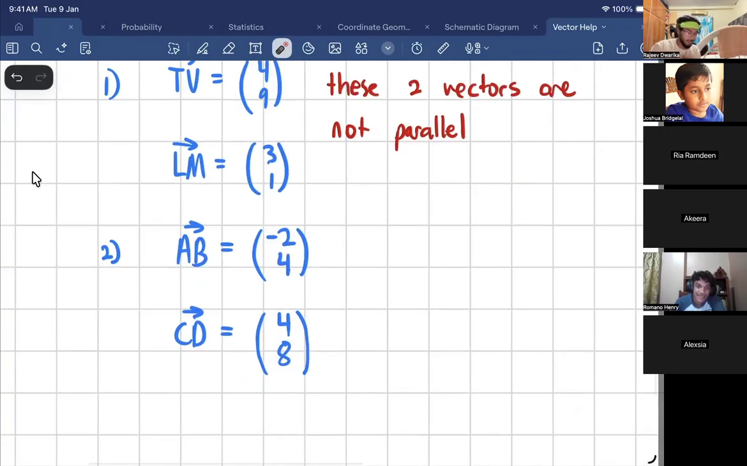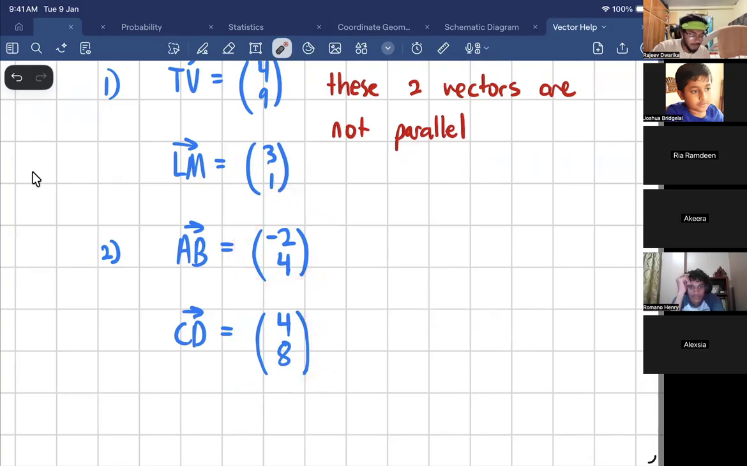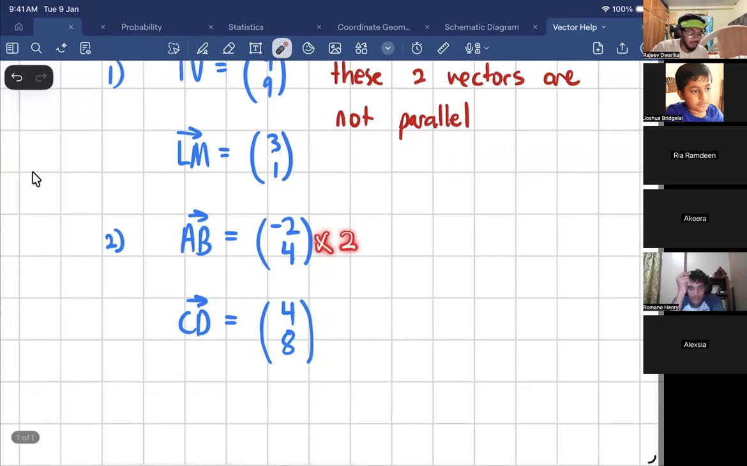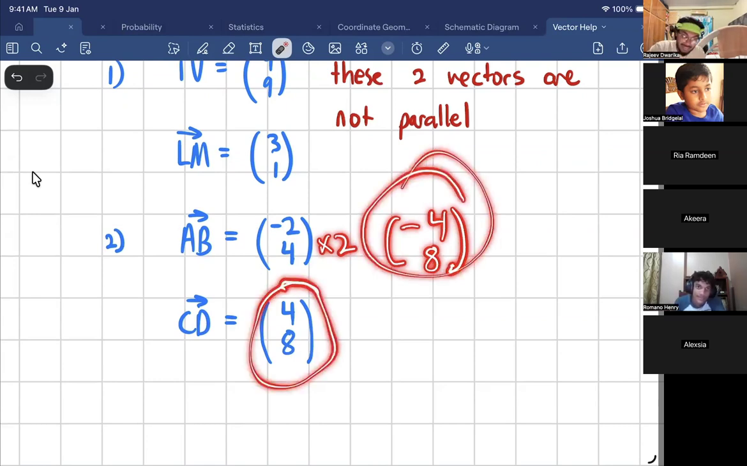Let me check it out, Alexia. So Alexia, when you looked at this, you were tempted to say they're parallel. Yeah, because if you multiply this by 2, it kind of looks like you'll get 48. But after I add a negative sign, you'll get -4, again negative 48. People in the class, is this the same thing as this?